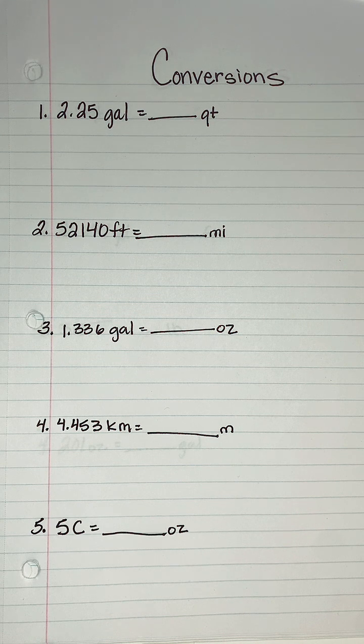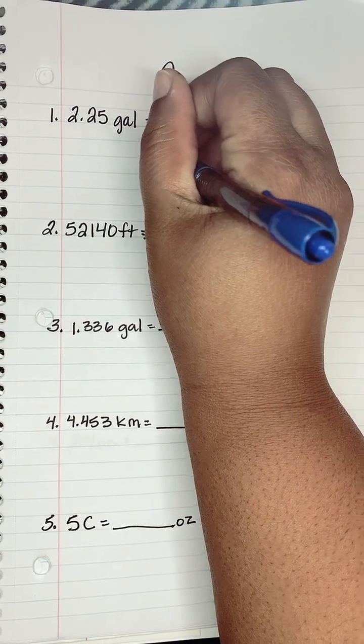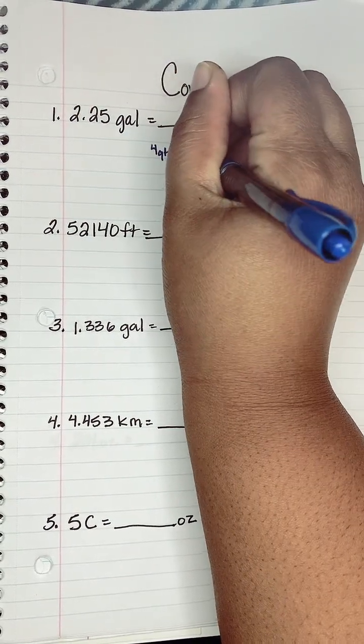Does anybody remember how many quarts are in a gallon? Good. Sam said 4. Beautiful. So yes, there are 4 quarts, and each equal to 1 gallon.